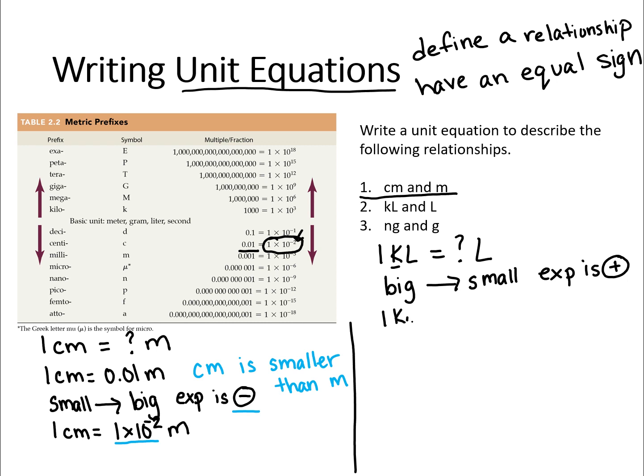Then I go to the table, I find the number, 1 times 10 to the third liters, and our exponent is already positive, so we don't have to do anything. So we're going from kiloliter, which is a bigger unit, to the liter, a smaller unit. It makes sense that we're going to have more liters when we're writing just the pure number than kiloliters.